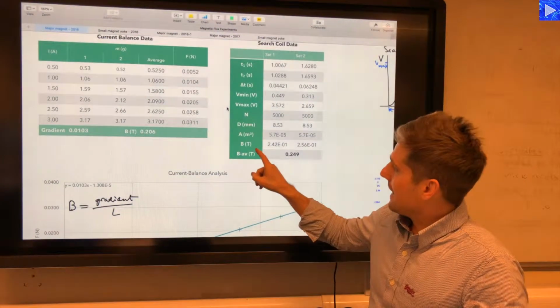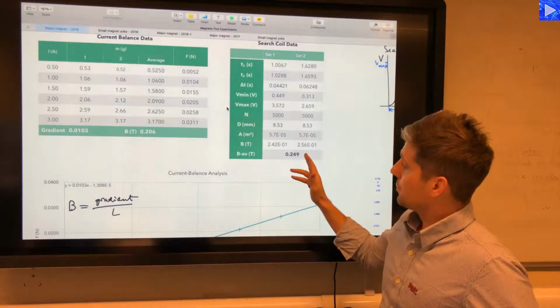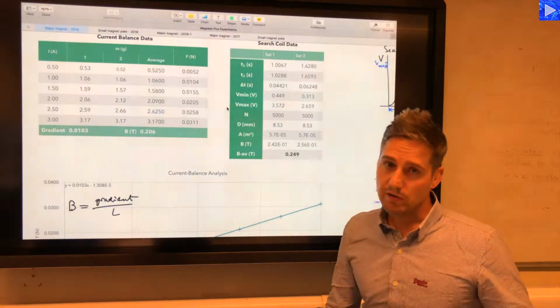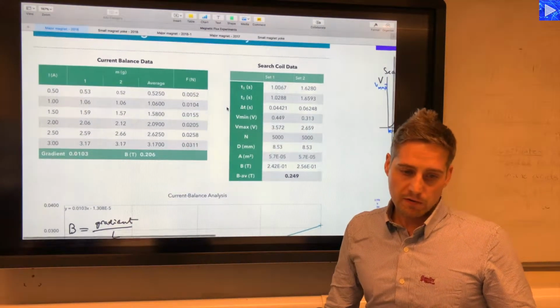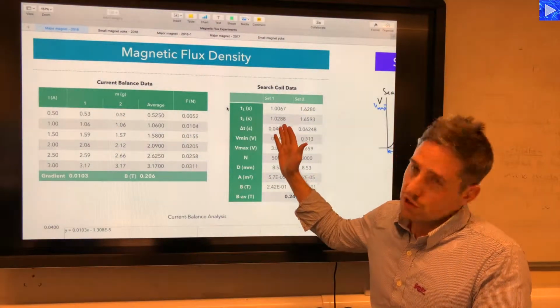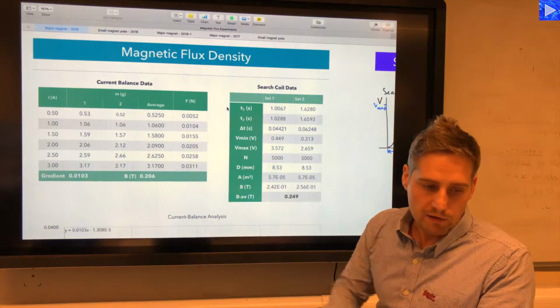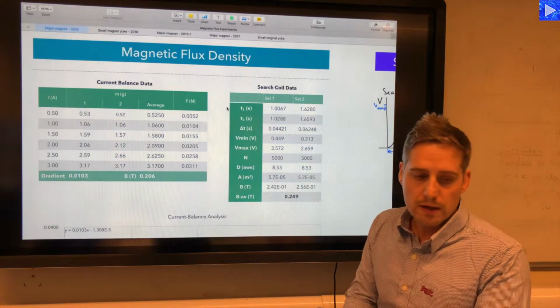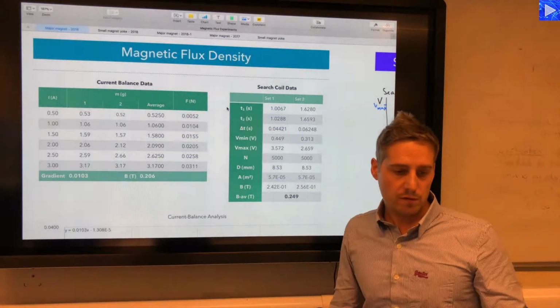As you can see, that is the right order of magnitude to compare with my search coil data, but the search coil is about 20% bigger. So there is quite a big discrepancy there. I'm going to get some new data for the search coil and see how that compares. So I'll do that in the video about the search coil as an alternative way of measuring flux density.